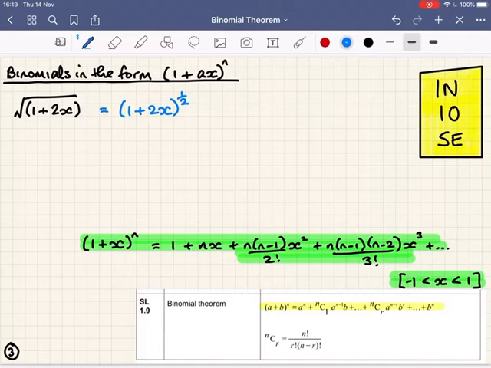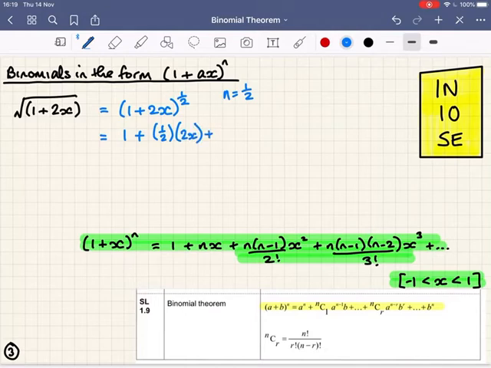And then once you've got it in this form, you can just plug that in straight into the formula exactly as we just did with the previous example. So in here, n is going to be equal to a half. And so our expansion will look like 1 plus, and then n is a half. And the next term will be the 2x, not just x on its own, it's 2x.